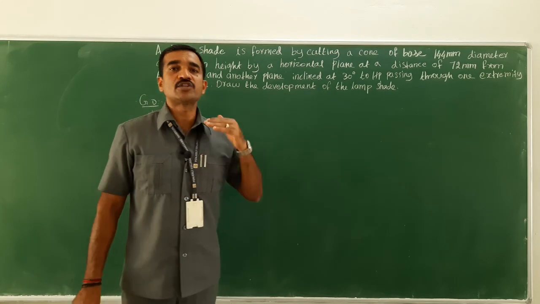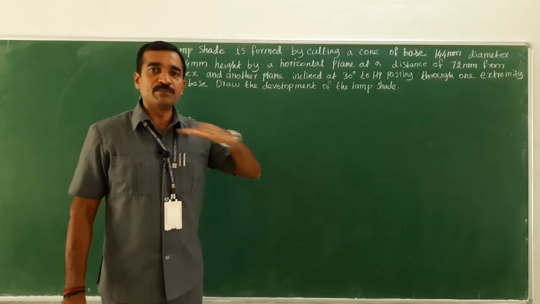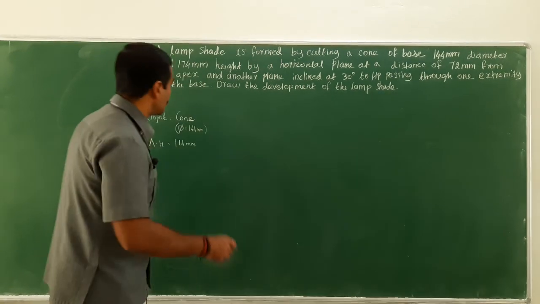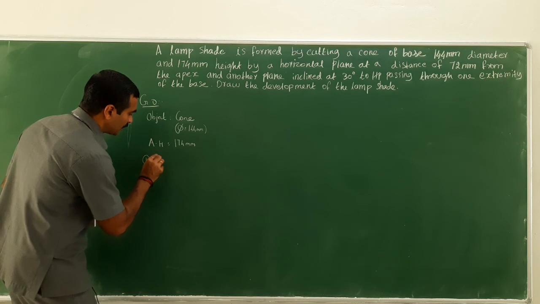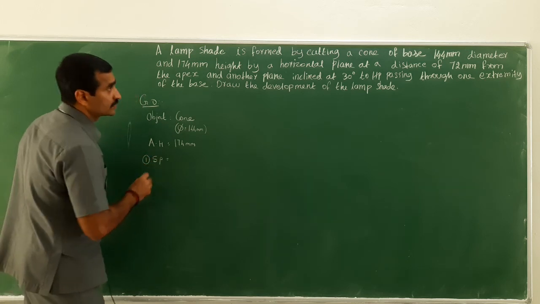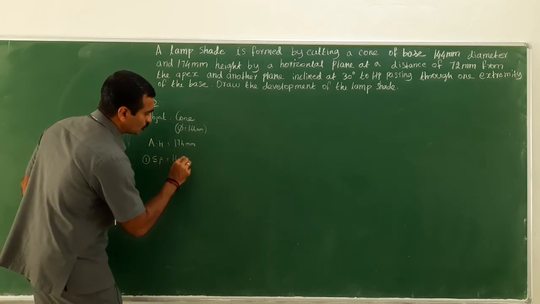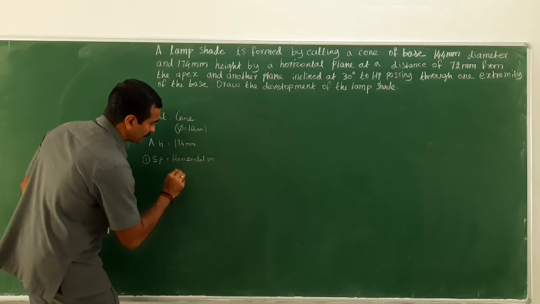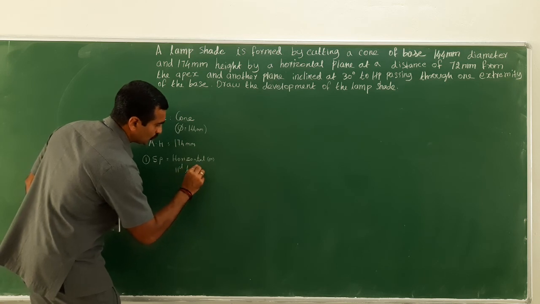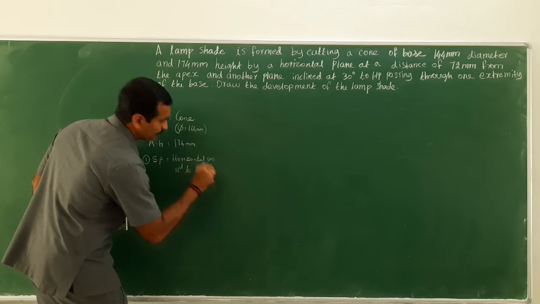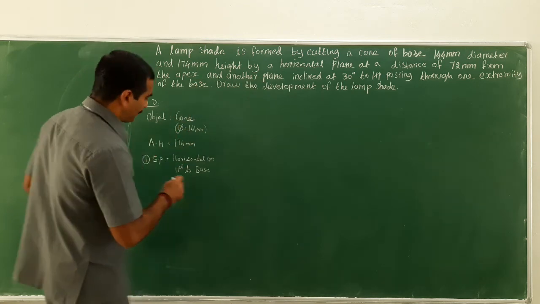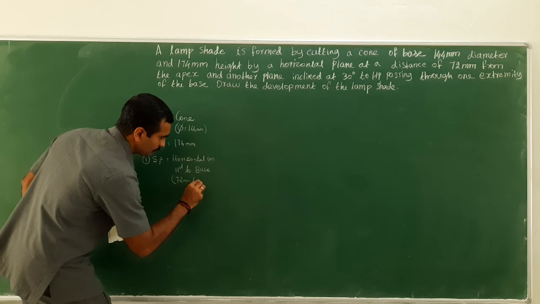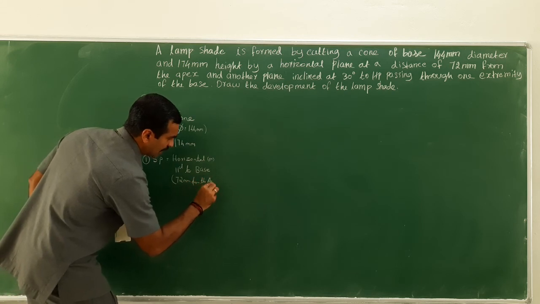That is nothing but a horizontal plane is used. The cutting plane is horizontal, that means which is parallel to the base. So the cutting plane 1 or the section plane is horizontal, or parallel to the base, 72 mm from the apex or vertex.